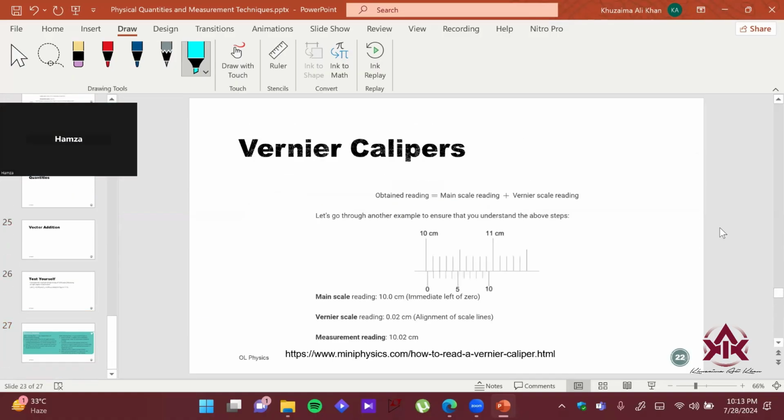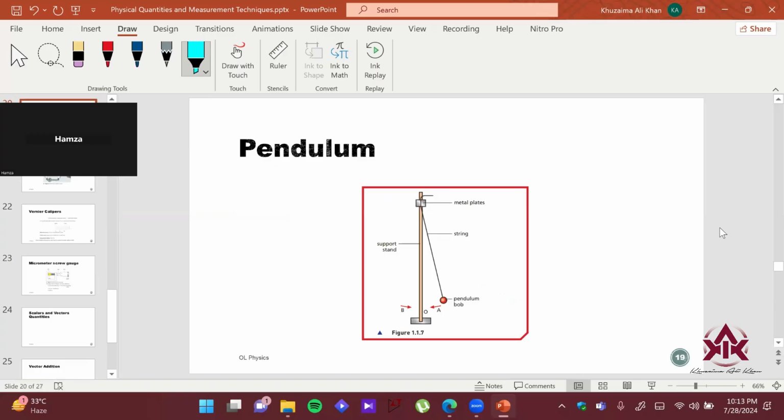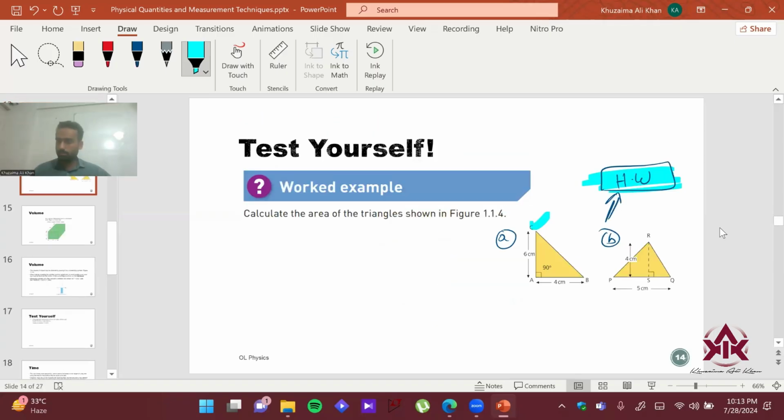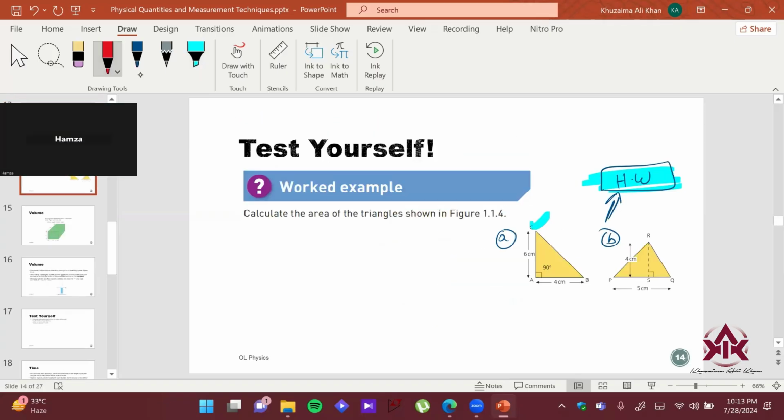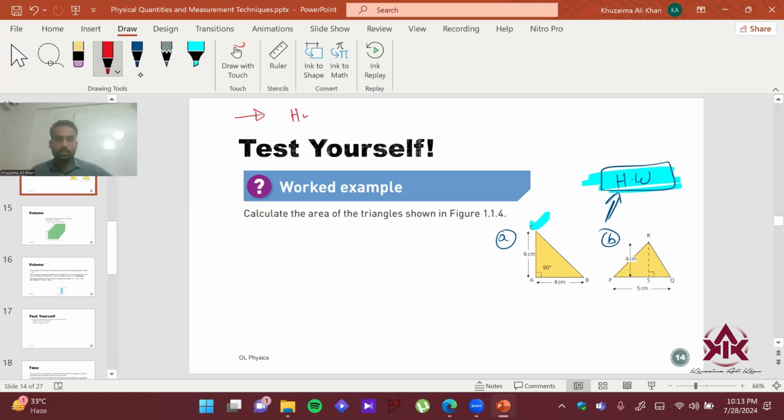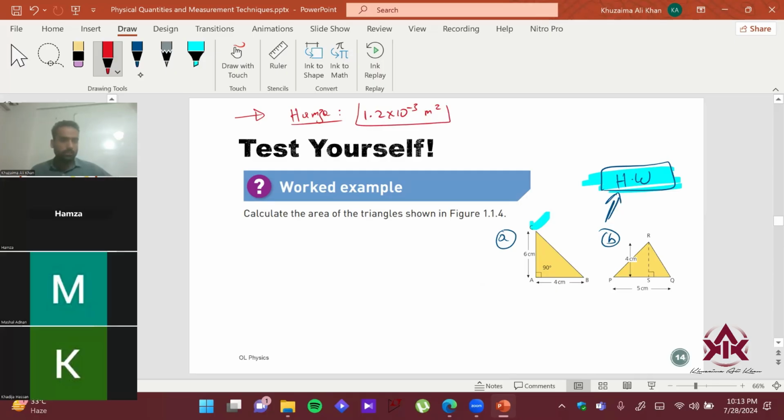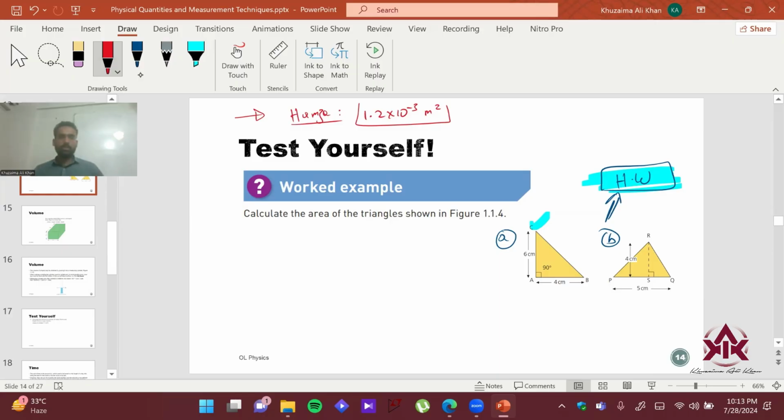Okay. Sir, I have the answer. Okay, Hamza has the answer. Hamza, what's your answer? 1.2 multiplied by 10 to the power minus 3. That is 1.2 times 10 to the power minus 3 meter square. Right? Okay. So I guess everyone is done. Let me continue and we can check if Hamza's answer was correct.